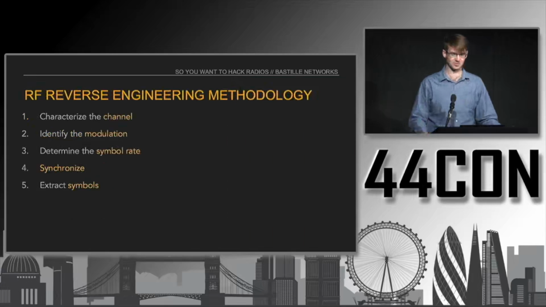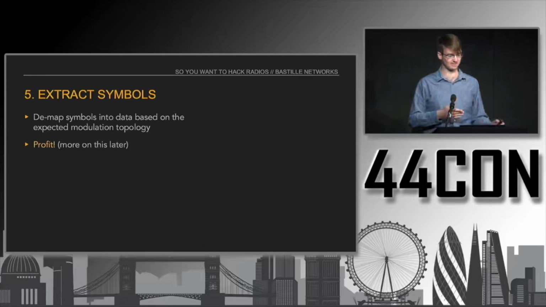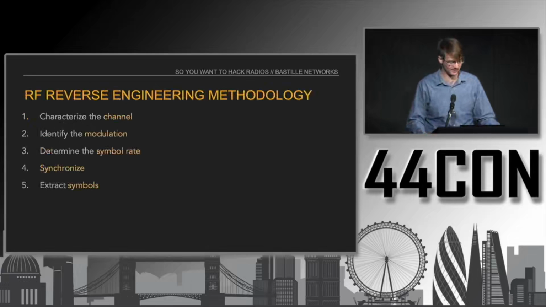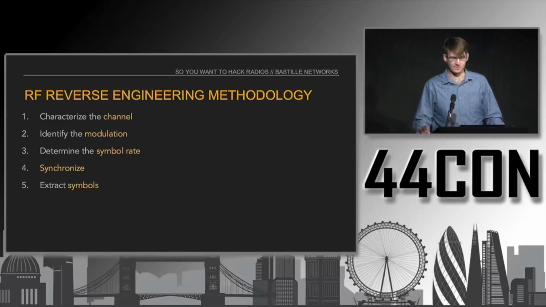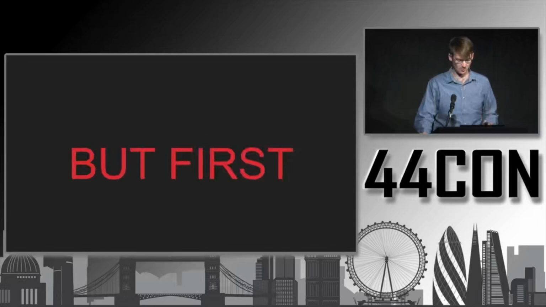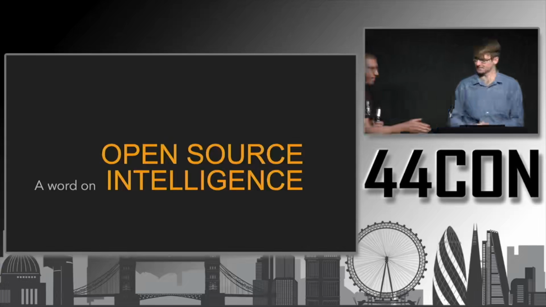And finally, step 5 is to extract the symbols. And that's basically demapping the symbols that we've measured back into the data that they represent. And that's based on the modulation and encoding of the protocol and other things like that. And that's the last step before you win. We'll expound more on that later. So these are the 5 core steps, and we're going to show it to you in action with a series of live demos. But before we do, Marc is going to talk about how open source intelligence can make your life easier.